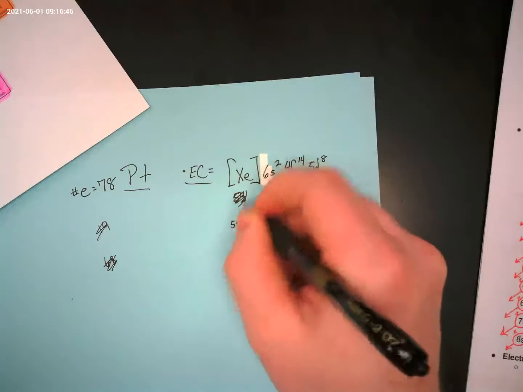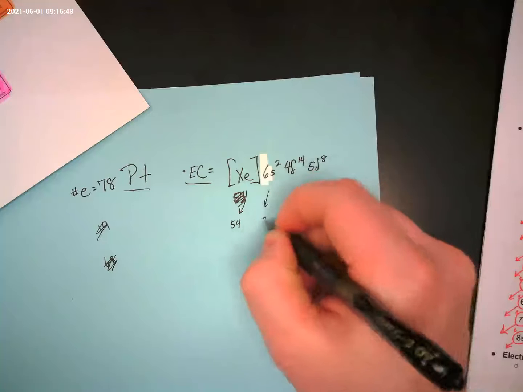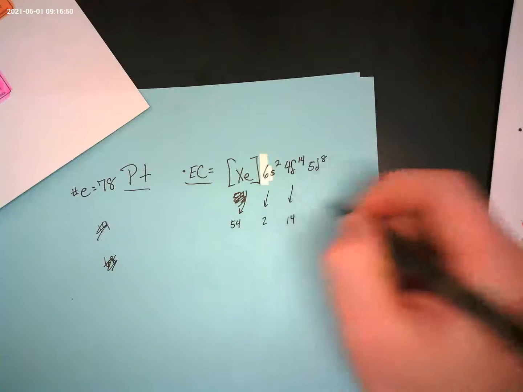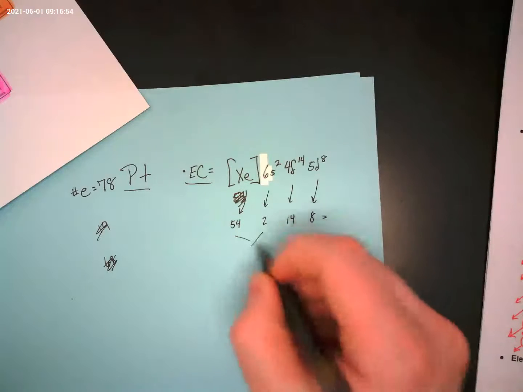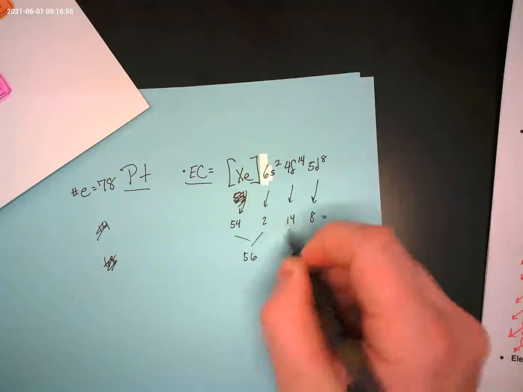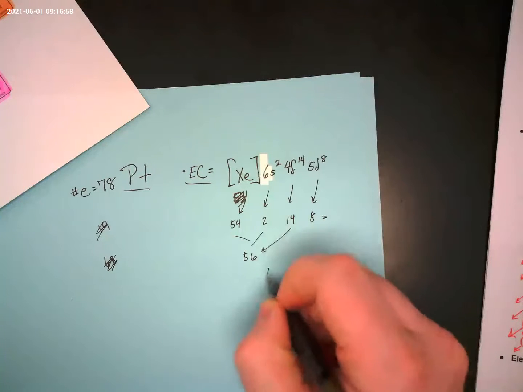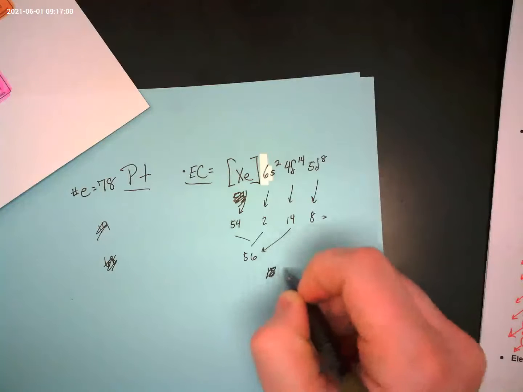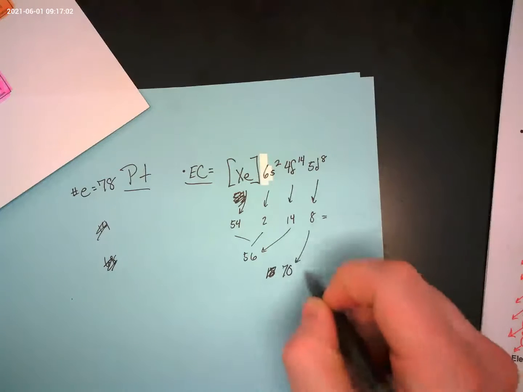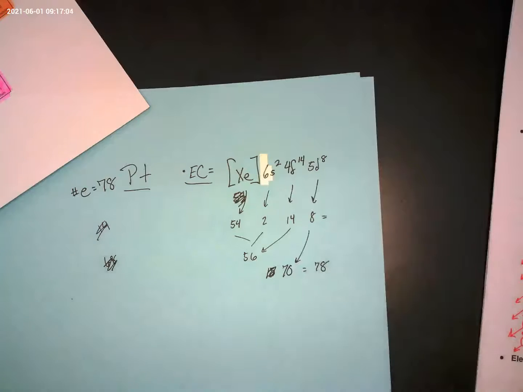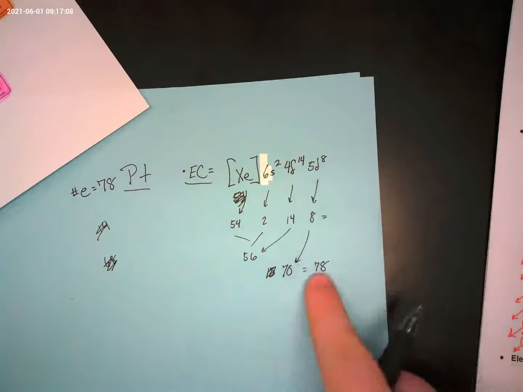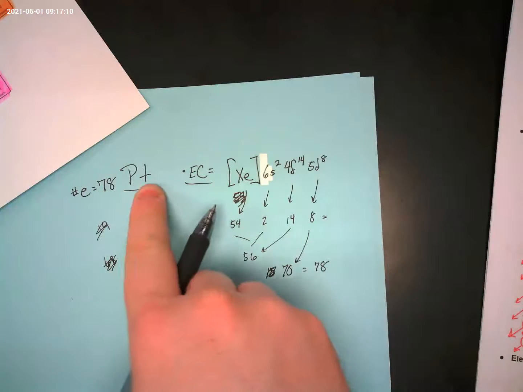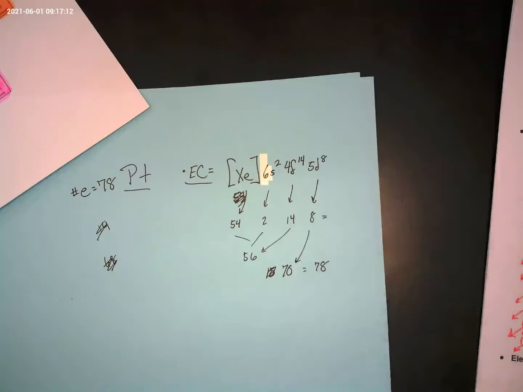Now, if you don't trust that, again, you can double check. Xenon has 54. There are 2 electrons there, 14 electrons here, and 8 electrons here. So 54 plus 2 is 56, plus 14 is 70, plus 8 is 78. So after popping all this in, I have 78 electrons. Platinum has 78 electrons. Looks like this should be good to go.